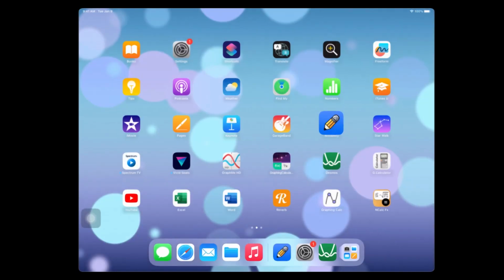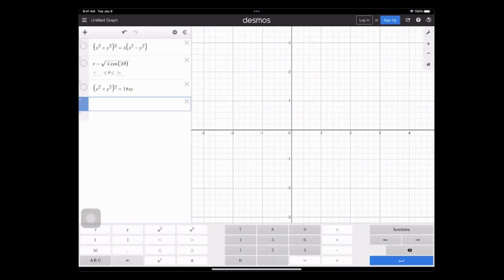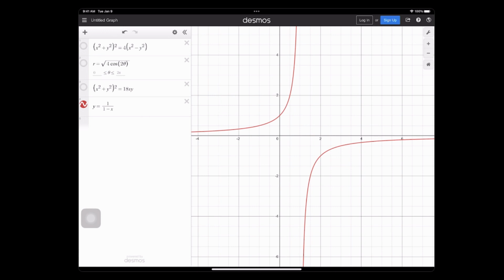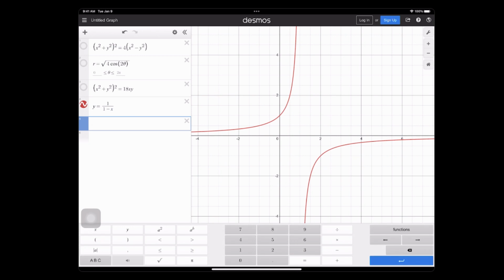Let's go to Desmos. y equals 1 divided by 1 minus x. That's actually probably not a good example, but whatever. Then 1 plus x plus x squared. Well, it's kind of a good example. What's the next term, by the way? Would the next term be x to the third power, geometrically speaking? Say yes.